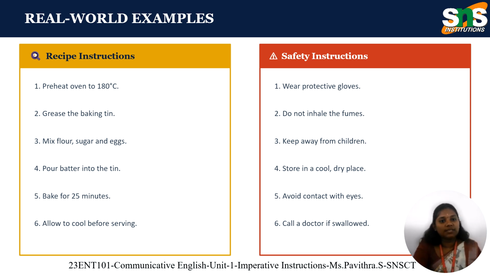And the next one is safety instructions. For example, wear protective gloves. Do not inhale the fumes. Keep away from children. Store in a cool, dry place. Avoid contact with eyes. Call a doctor if swallowed. Both use imperative verbs. Both are numbered. Both are direct. The style is the same. Only the context changes.